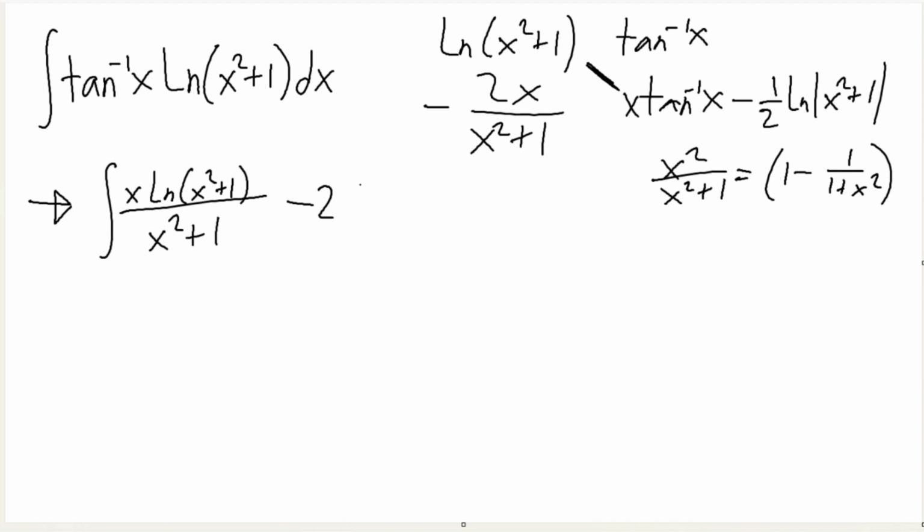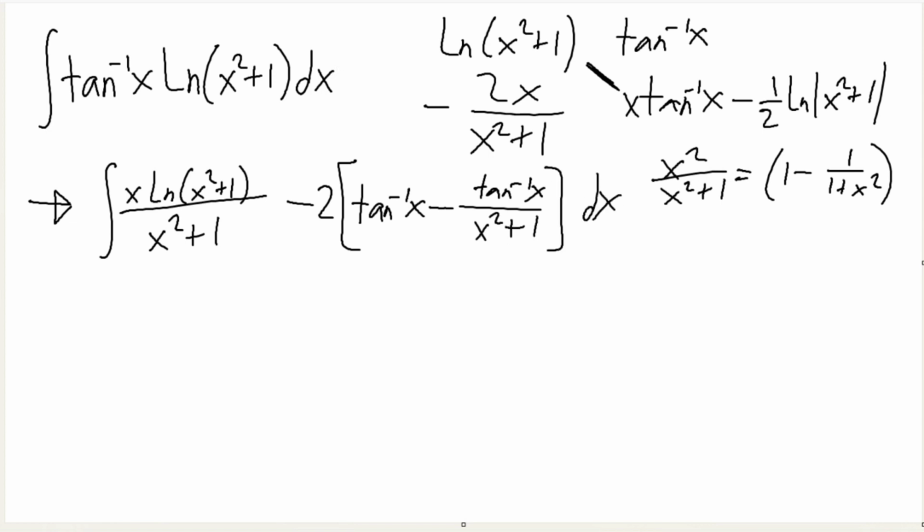Now this is just inverse tangent minus inverse tangent of x over x squared plus 1. That's what that is. Let me clean this up a little bit. Okay. So now, this is an easy u substitution.